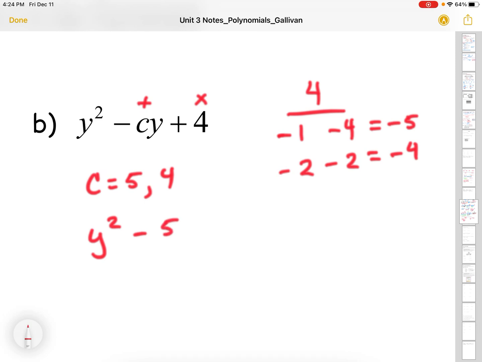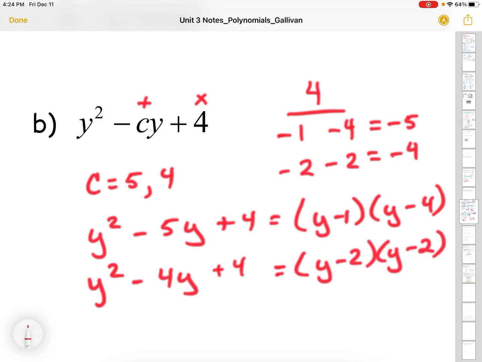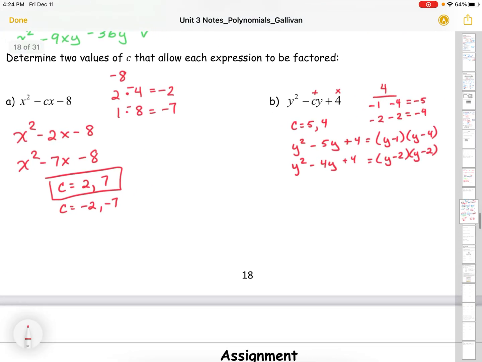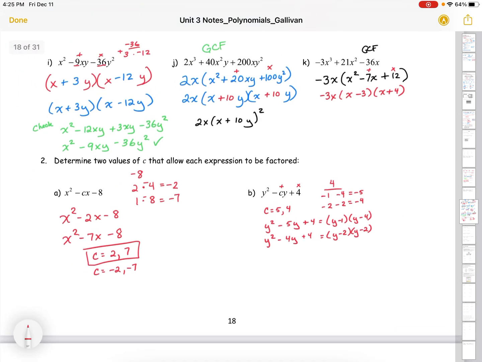Okay, so it could be y squared minus 5y plus 4, which is equal to y minus 1 times y minus 4. Or it could be y squared minus 4y plus 4, which is y minus 2 times y minus 2. So this is just trying to get you to think about factors and the total possibilities. Sometimes there's more than one answer, okay? And it's good for us for problem solving to be able to recognize that.